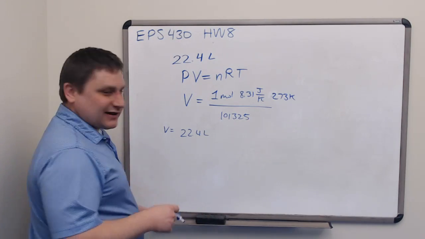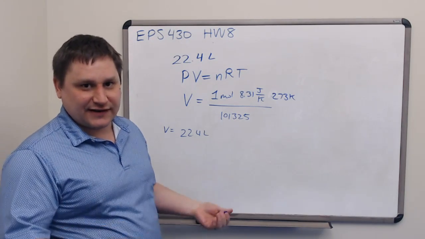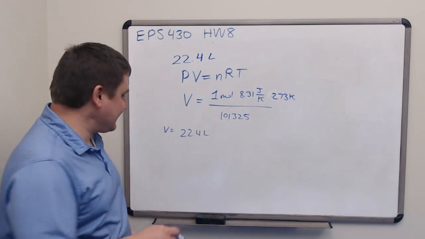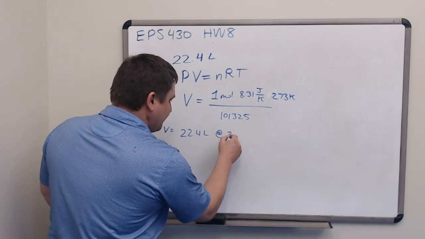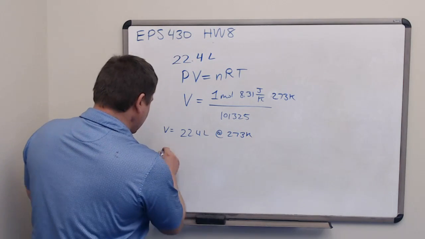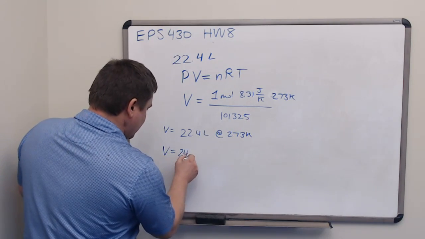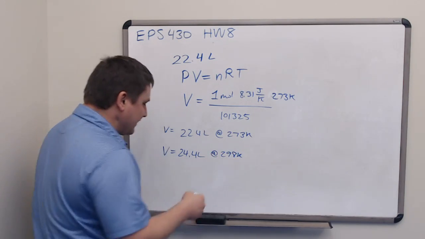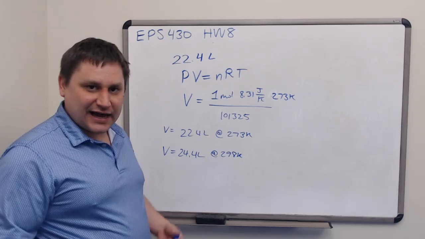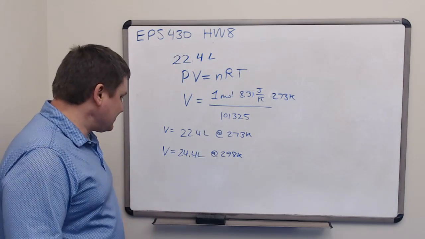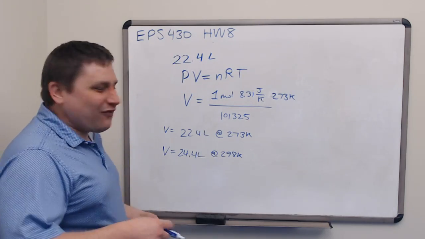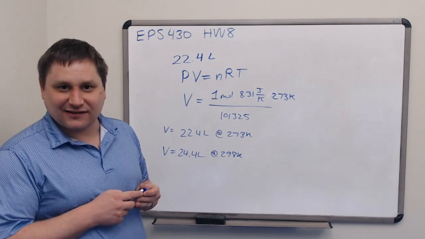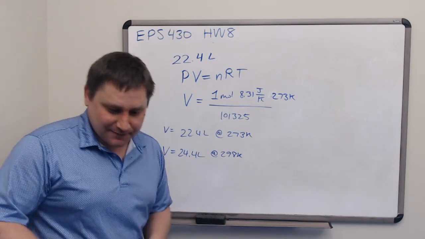The problem is that a lot of you are using this when the temperature is not 273. If the temperature is 298 degrees Kelvin, then the volume of the ideal gas at 298 degrees Kelvin at atmospheric pressure is 24.4 liters. Overall, I think this is just a bad thing to memorize, and you should just use the ideal gas law, because that's all it comes from in the first place.